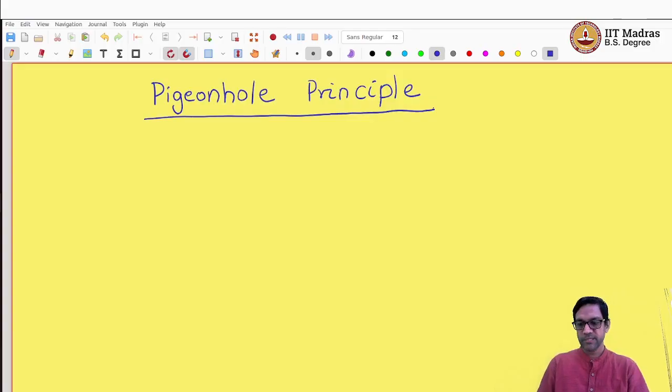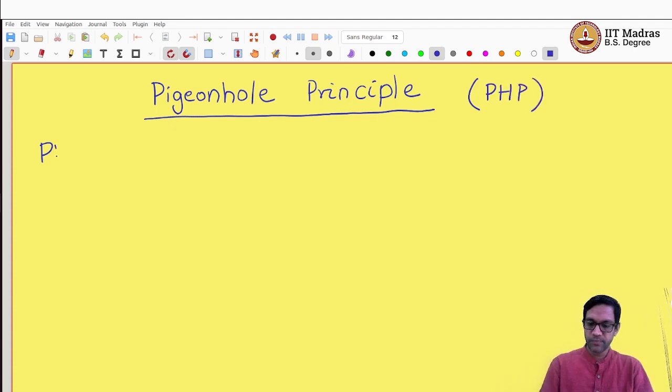And as the name suggests, you should think of it more as a general principle or idea which can be used in many different situations in slightly different forms. So let's just state it first and we'll look at many examples. So here's the principle itself. Let's abbreviate this to Pigeonhole Principle or PHP. So here's the principle in one of its forms.